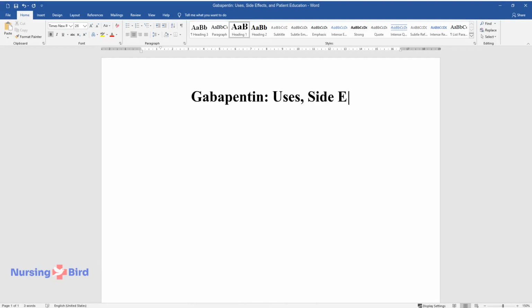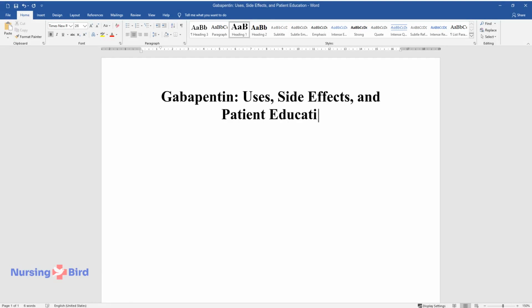Gabapentin, uses, side effects, and patient education. Indications and mechanism of action.